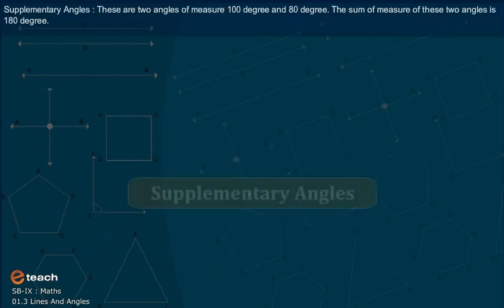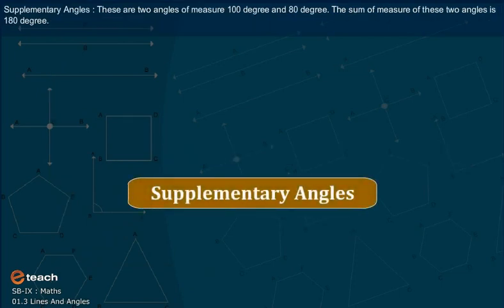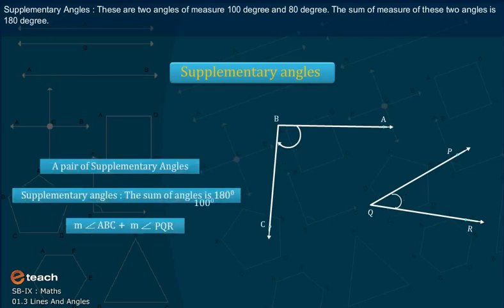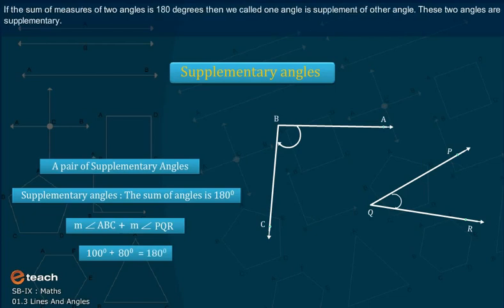The measures of angle PQR and angle XYZ are 35 degrees and 55 degrees respectively, and their sum is 90 degrees. Supplementary angles. These are two angles of measure 100 degrees and 80 degrees. The sum of measures of these two angles is 180 degrees. If the sum of measures of two angles is 180 degrees, then we call one angle the supplement of the other angle. These two angles are supplementary.